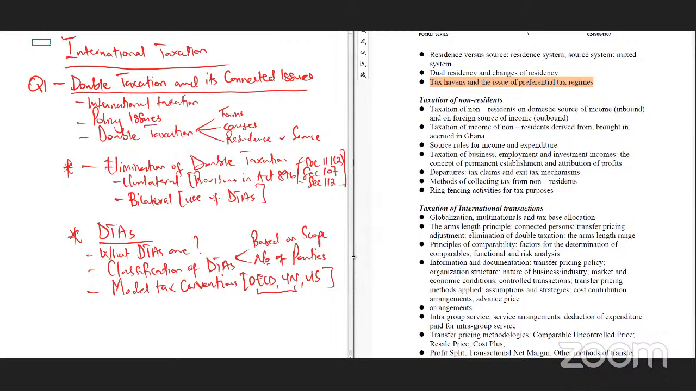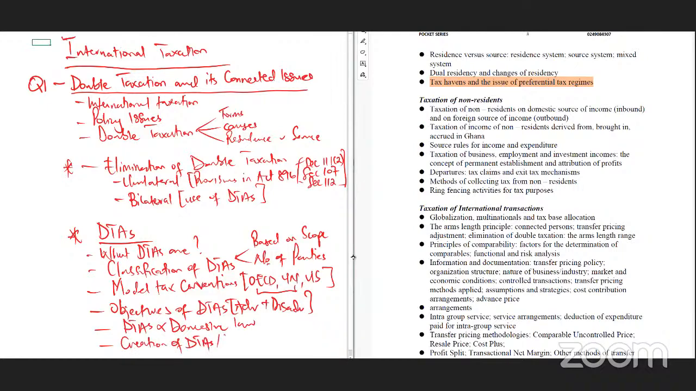Okay, so from there, we have to look at the objectives of DTAs, which you can use for the advantages and disadvantages of DTAs, right? We look at DTAs and the domestic law, right? Then we look at the creation and termination of DTAs. Okay, so DTAs have a way they are created, and then they have a way they are also terminated. So that's actually the life cycle of the DTA, all right?